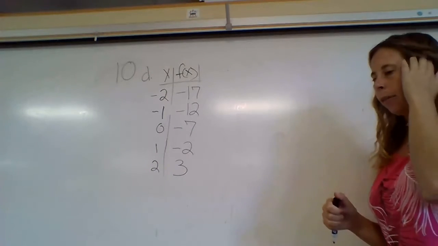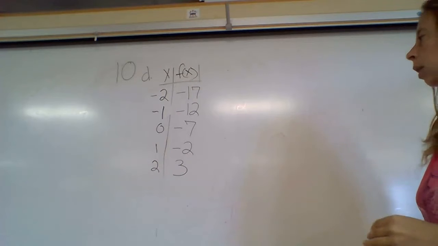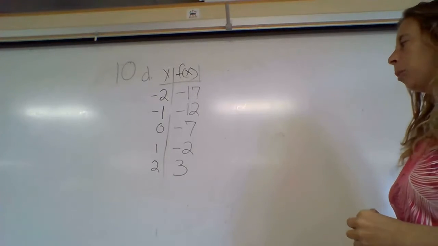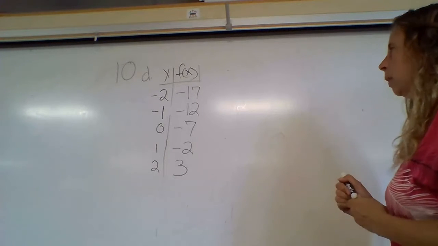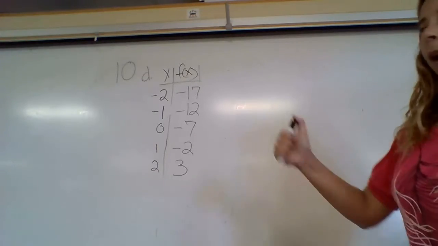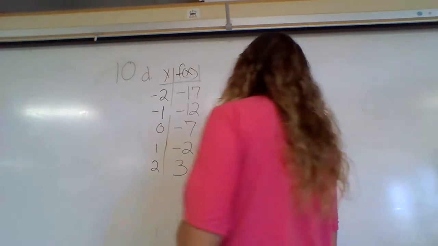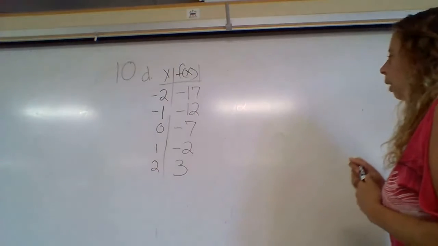10 wants you to graph. Well, they already gave you a table, so I would just graph the points they gave you in the table. So I'm graphing number 9. So this is 10D.